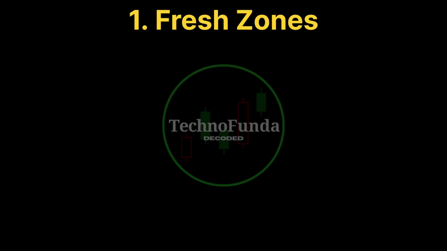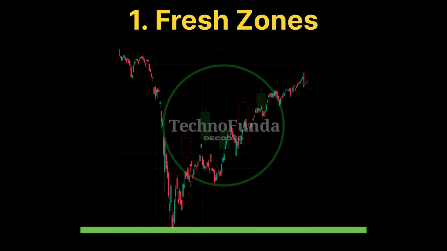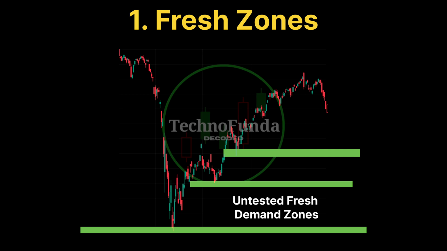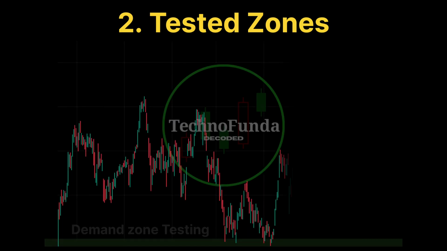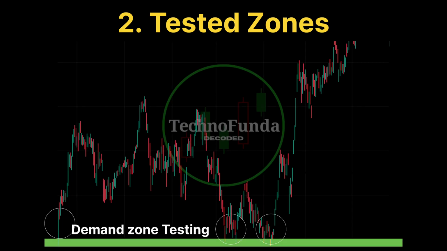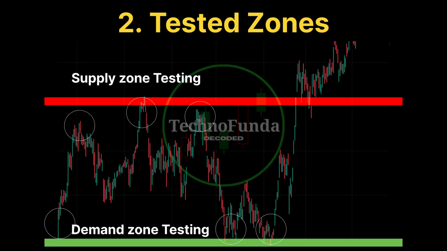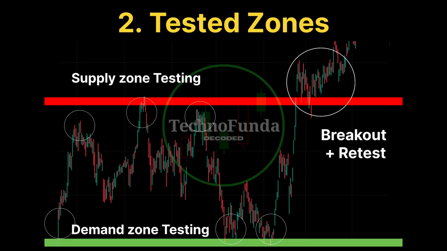Let's understand the types of demand and supply zones in detail. First, fresh zones. These are zones that have never been revisited. They are also called virgin demand or supply zones as they are untested by the price. They are considered the most powerful because unfilled institutional orders are still likely present. Second, tested zones. These are zones that have already been revisited once or more. Each time price hits the zone, it fills more orders, rejecting supply from that particular zone.